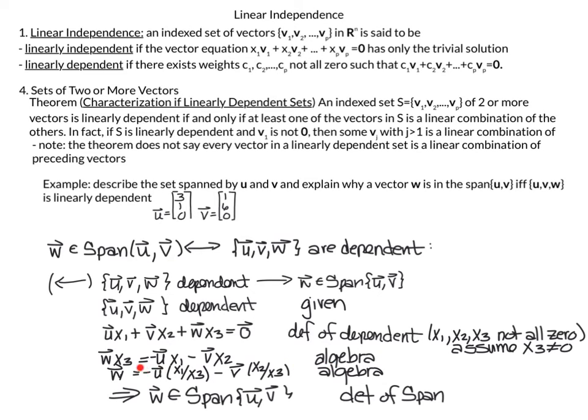And this statement here is the definition of W being in the span of U, V, because W is a linear combination now of U and V. This negative can go with the x1 over x3, and this negative can go with the x2 over x3. So now W is in the span of U, V, and I have proven what I wanted to show.